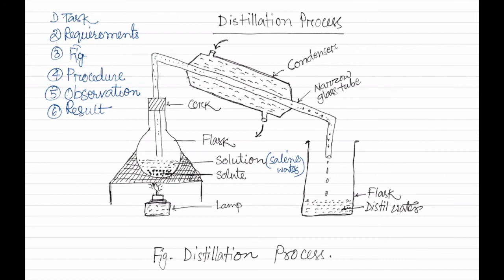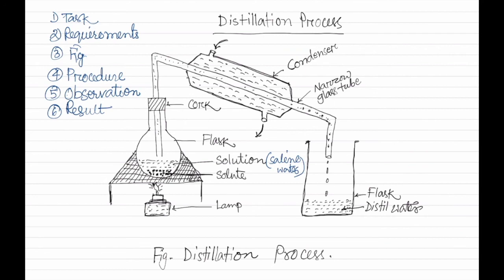And then the process required, the name of the apparatus: spirit lamp, solutes or saline solution, flask, one-hole cork, outlet tube or narrow glass tube, delivery tube or condenser, flask, tripod, wire net, etc. These are the requirements or necessary apparatus. And then the figure or diagram.